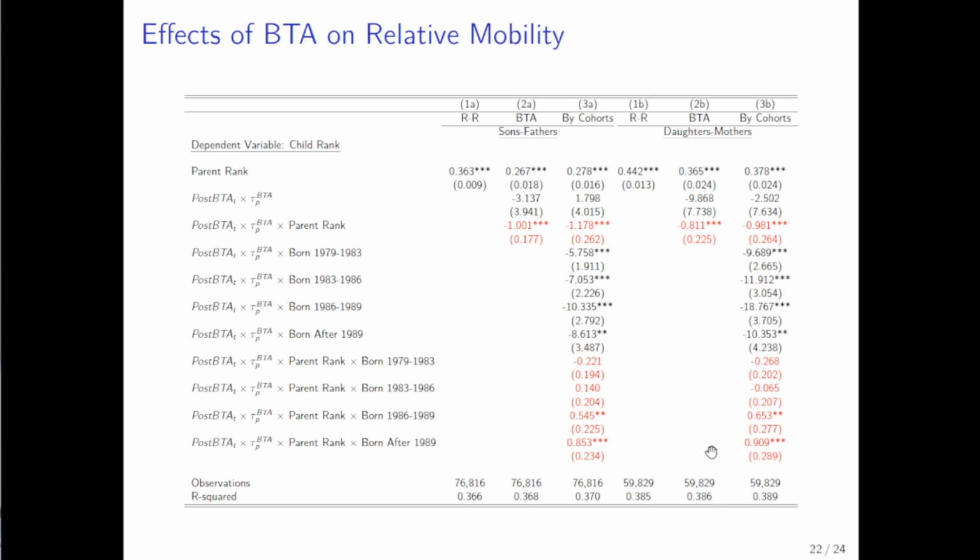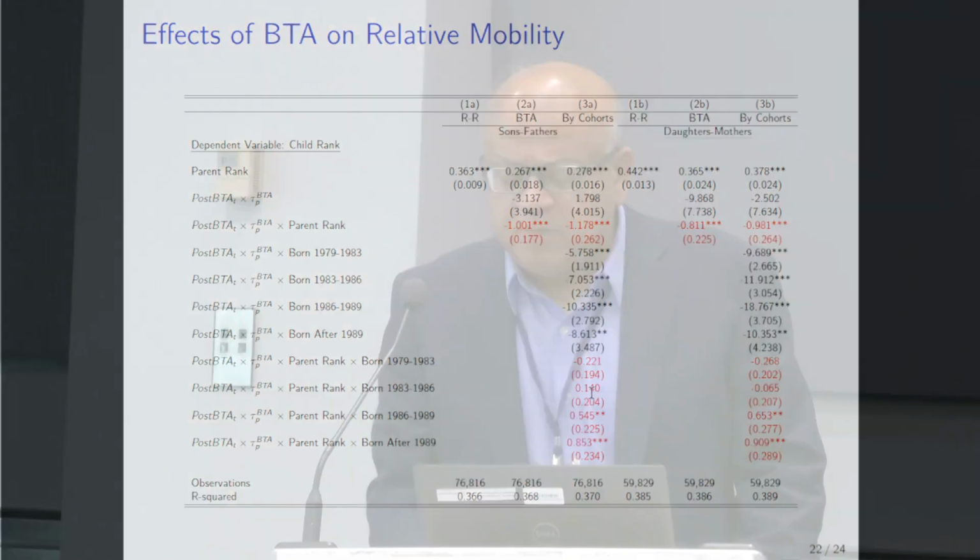And you can see that for some of the younger cohorts, the reduction in relative mobility is lower. In fact, these two cohorts cancel out with the base effect, so there's no impact on their mobility. And out here you can see that these groups' reduction in mobility is basically no different from the rest of the population, the older population. Okay, so daughters, similar result. Mobility goes down.